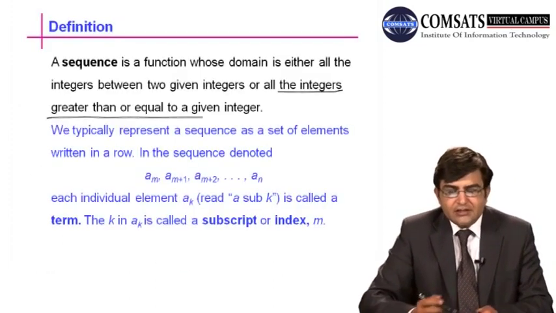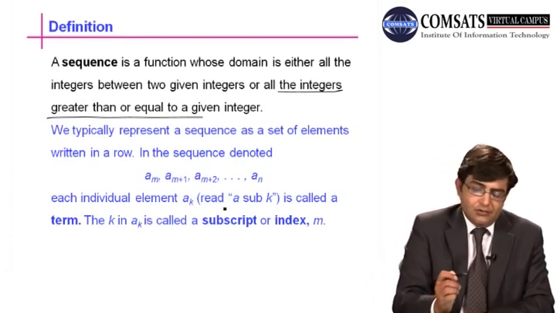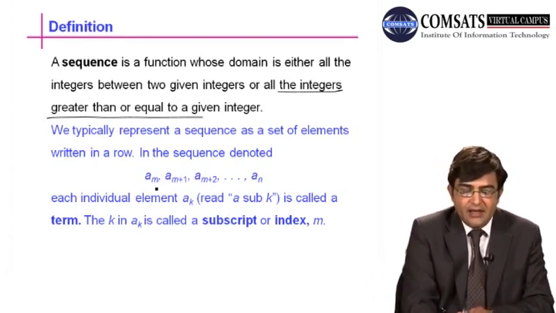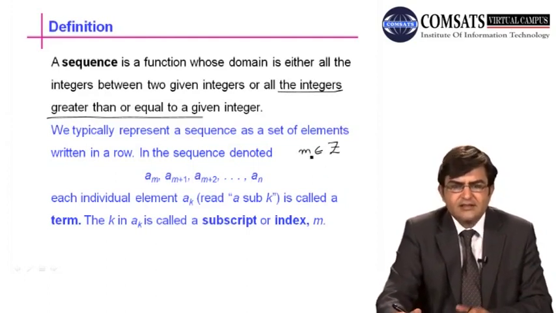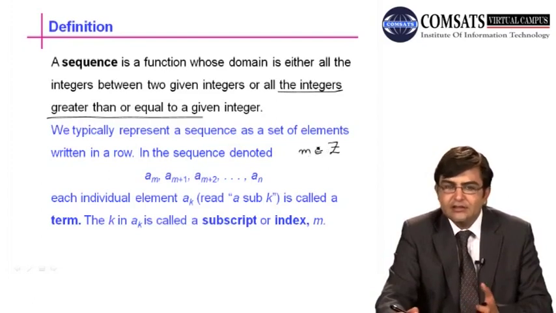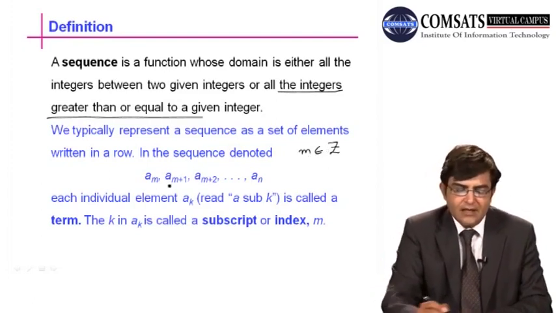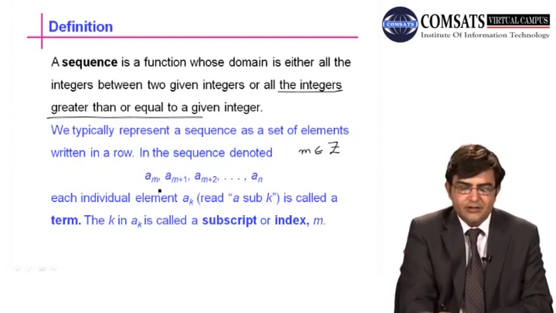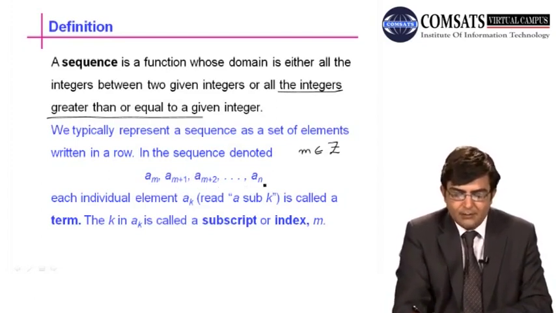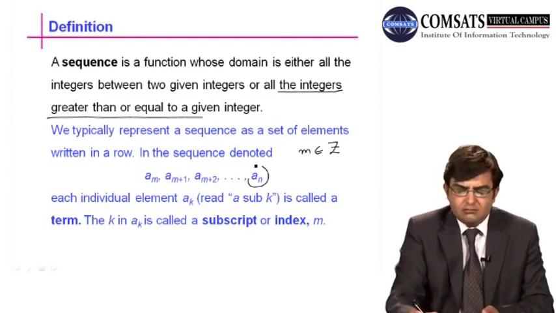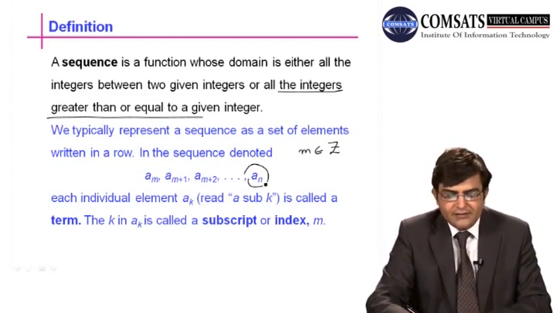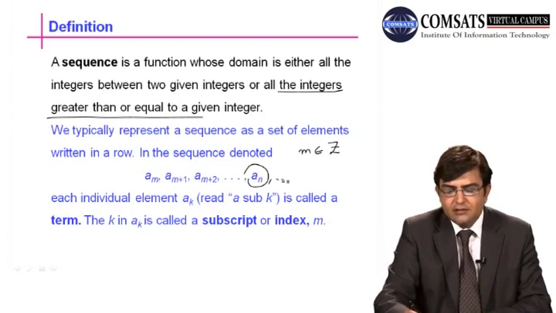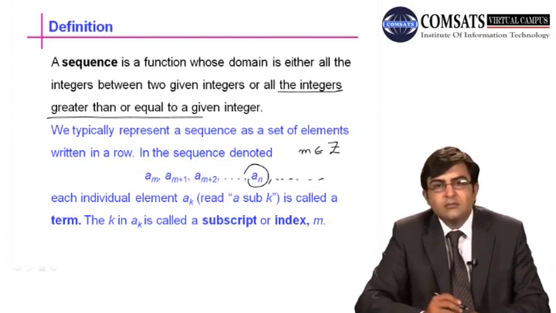So the terms of the sequence are usually denoted by A_M, where M is any integer, M belongs to Z, and this is some particular integer: 2, 5, 10, 0, -3, -10, anything. All the next terms are denoted by A_M, A_(M+1), A_(M+2), A_(M+3), and so on. If the sequence is finite, then the last term is A_N. If the sequence is infinite, then the sequence continues up to infinity.